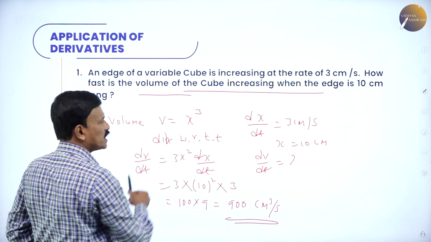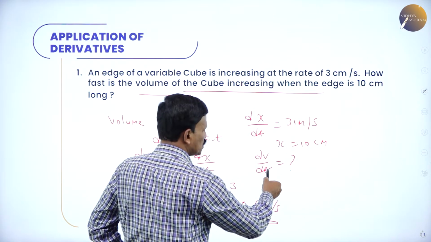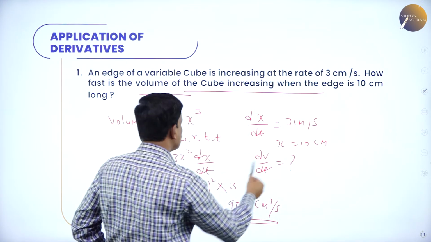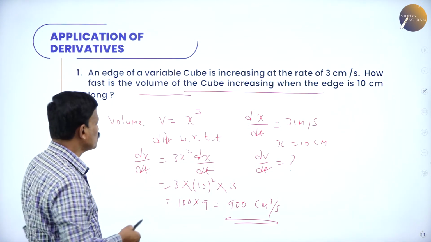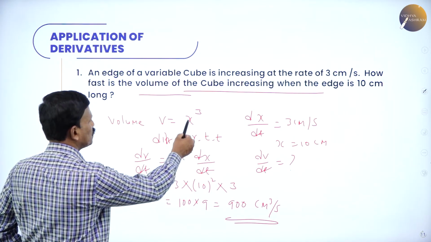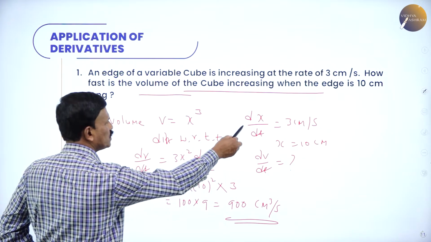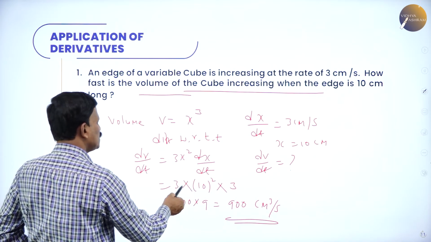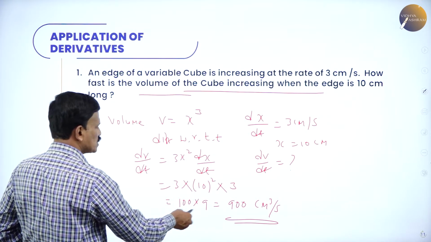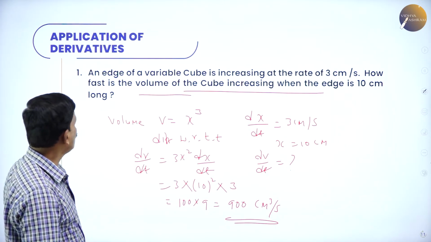The volume is x cube, given dx by dt is equal to 3 centimeters per second, and it is required to find dV by dt when x is equal to 10 centimeters. Volume is equal to x cube, differentiating with respect to t, dV by dt is equal to 3x squared dx by dt. Substitute the values of dx by dt and x: x is 10, squared, and dx by dt is 3. 3 threes are 9 into 10 squared is 100, that is 900 centimeter cube per second is the required volume.